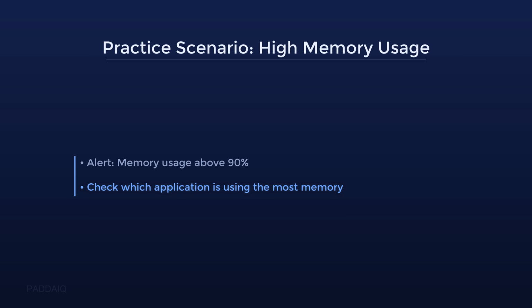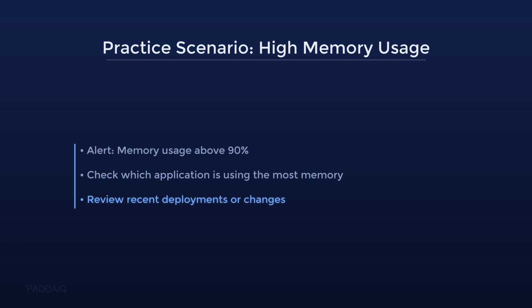Check which application is using the most memory. This means identifying the specific app consuming the highest RAM in your BTP space. For instance, a data processing service might use excessive memory during peak loads, slowing others. This check is your first step to troubleshoot and optimize performance.